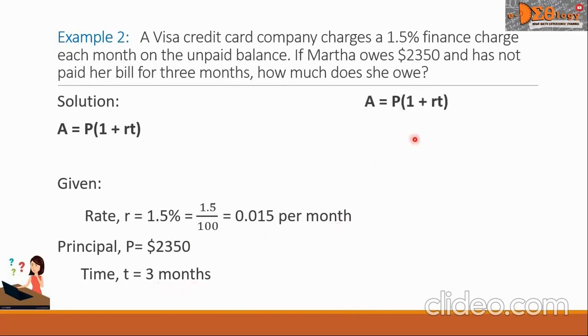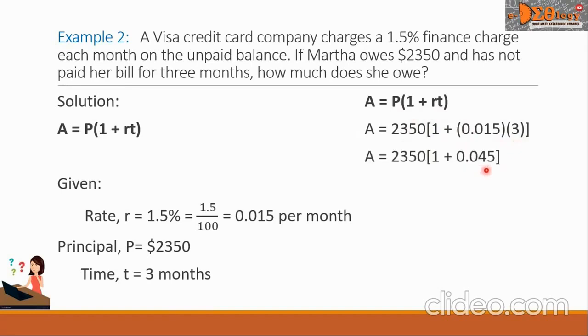Let us now solve our problem. Let us write again our formula on this side, and then let us do the substitution. A equals the capital P is now 2,350 times the quantity 1, we will copy that constant, plus the product RT, and R becomes 0.015 times the T, which is 3. We will multiply this decimal and the number 3, so we will have 0.045.